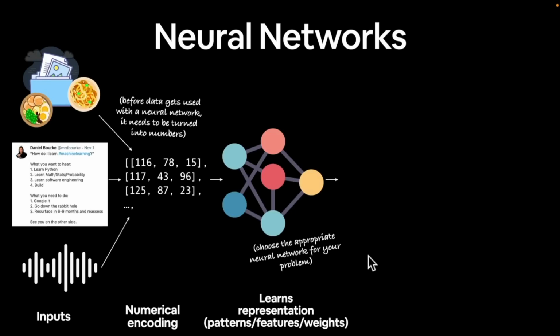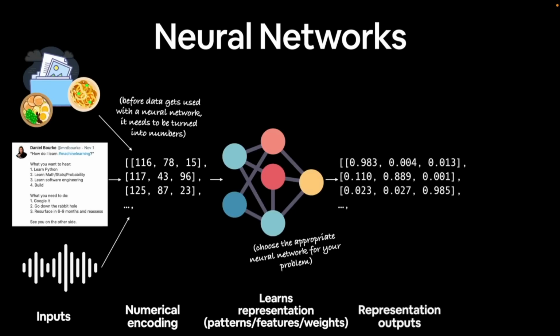And then where do we go from there? Well, we've got some sort of numbers, numerical encoding, turned our data into numbers. Our neural network has learned a representation that it thinks best represents the patterns in our data, and then it outputs those representation outputs, which we can use. And often you'll hear this referred to as features or weight matrix or weight tensor. Learned representation is also another common one. There's a lot of different terms for these things. And then it will output.